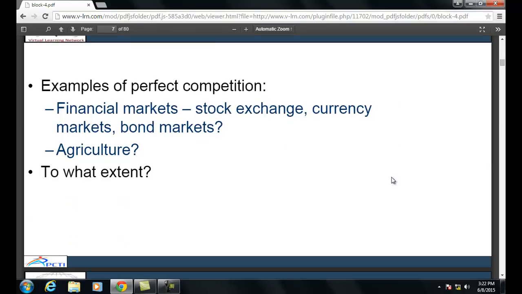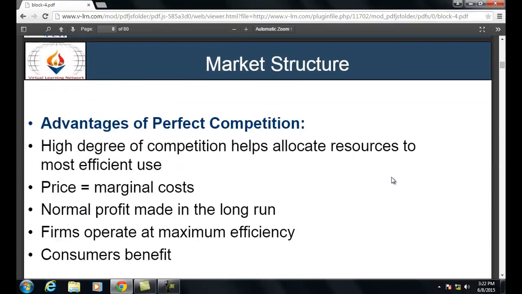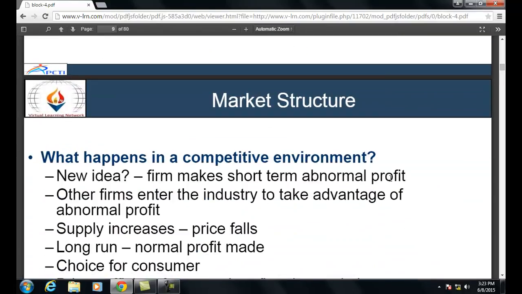What are the advantages of perfect competition, or what are the benefits of perfect competition? High degree of competition helps allocate resources to the most efficient use. Price equals marginal cost. Normal profit is made in the long run. Firms operate at maximum efficiency and consumers benefit. These are the advantages of the perfect market.